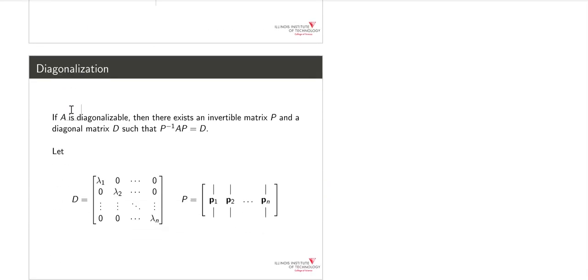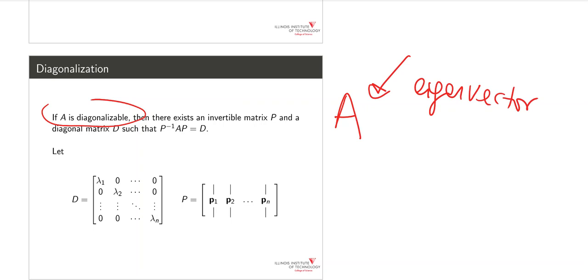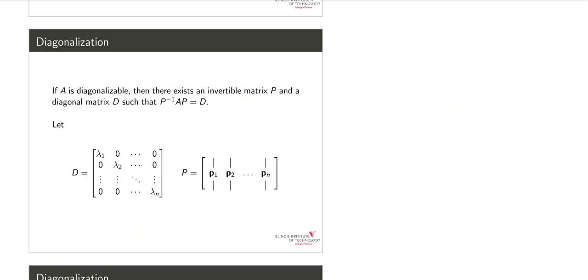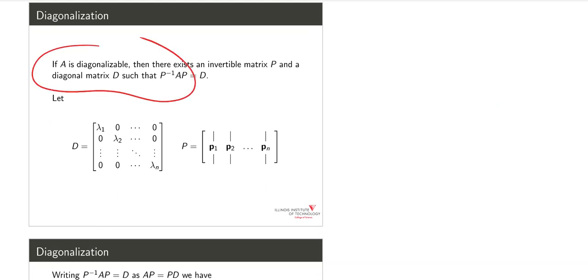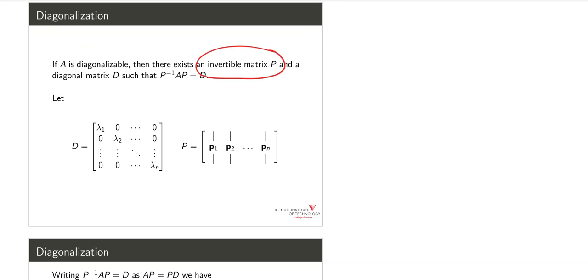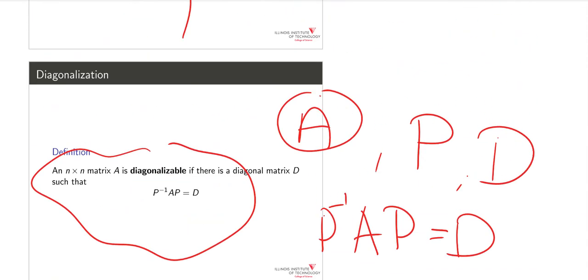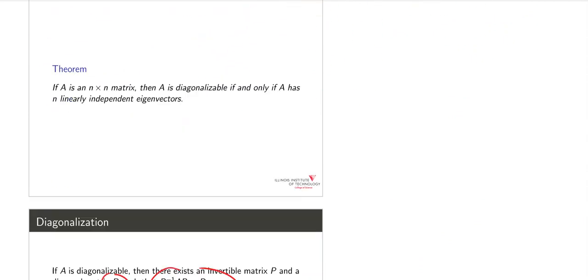So let's look at this direction. Assuming that A is diagonalizable, we want to show that if you compute the eigenvectors, you can find n independent eigenvectors. So this direction is, if A is diagonalizable, then we are supposed to find an invertible matrix P and a diagonal matrix D such that P inverse AP equals D. That's the definition.